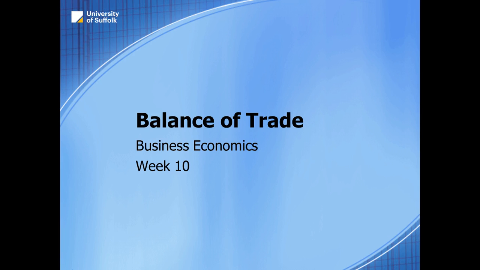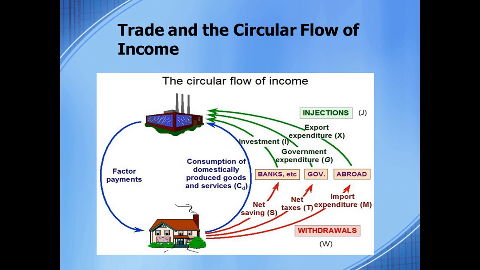So we're now looking at balance of trade, and we start off by looking at the circular flow of income, something we've discussed over many weeks, and hopefully now you're very confident over most of it. We want to look now at the last area on the right hand side, and we're concentrating on the area abroad. So we're looking at the import expenditure being a withdrawal from the circular flow and the export expenditure being an injection.